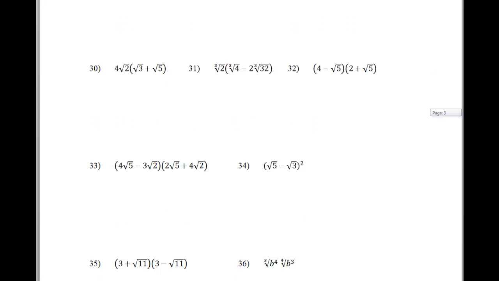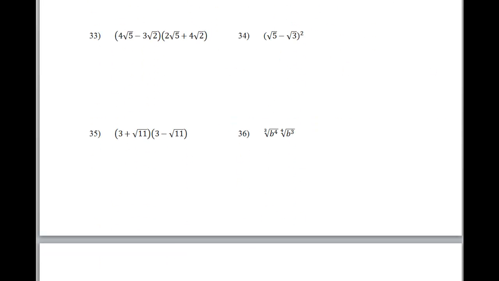To continue on with this idea of FOIL, we have a couple more problems here. Let's rock this FOIL problem here. And we're going to distribute there. So this is going to be 8 times the square root of 25. This here is going to be 16 times square root of 10. This here is going to be negative 6 times square root of 10. And this here is going to be negative 12 times the square root of 4.